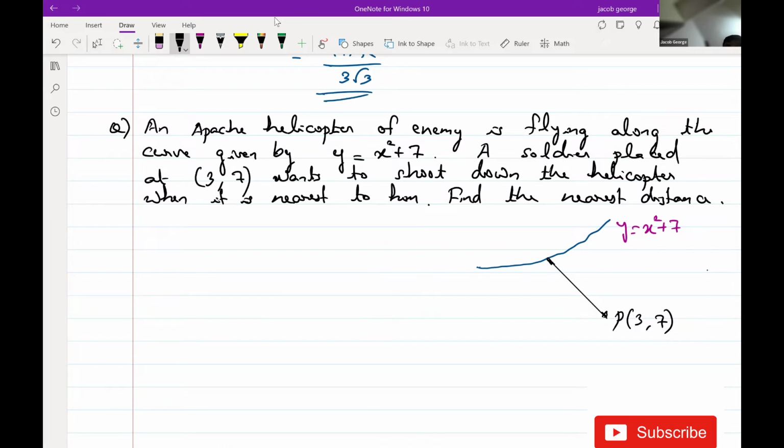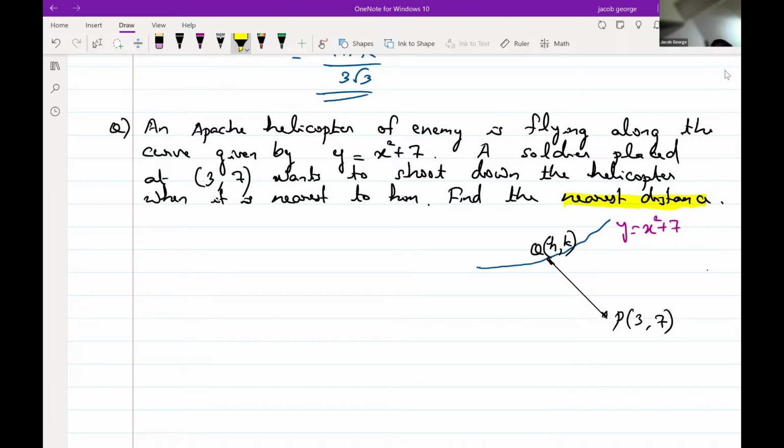I will take this point as Q. So let Q(h, k) be the point on the curve such that PQ is nearest. Nearest means maximum or minimum, that is a function to be taken. Nearest distance means it is the minimum distance. So we have to find the distance using the distance formula, and then apply the condition for minimum. That is the question. So please draw a rough diagram.